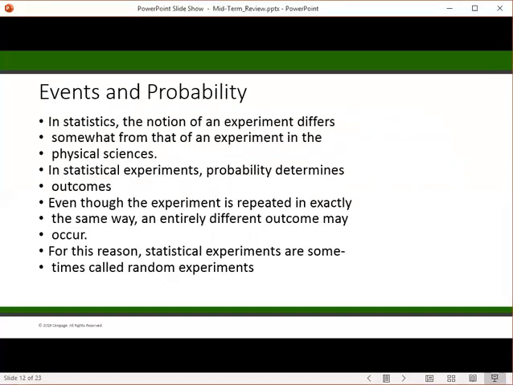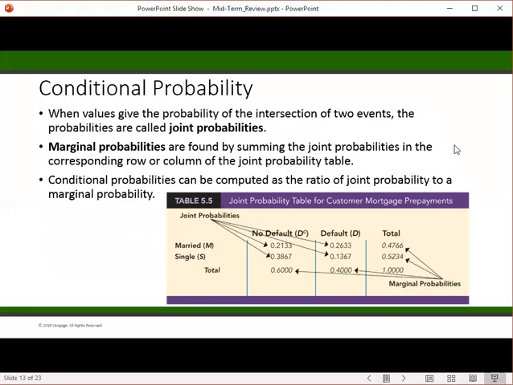In social sciences, and business is a social science, experiments are statistical because we get different answers every time we ask the same question. Statistical experiments are sometimes known as random experiments. Here we see a joint probability table, and it gives the probabilities for both a value in one dimension occurring and a value in another dimension occurring, as well as the overall probabilities for each value in each of the dimensions.